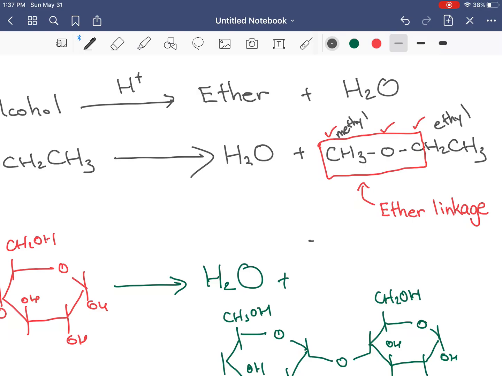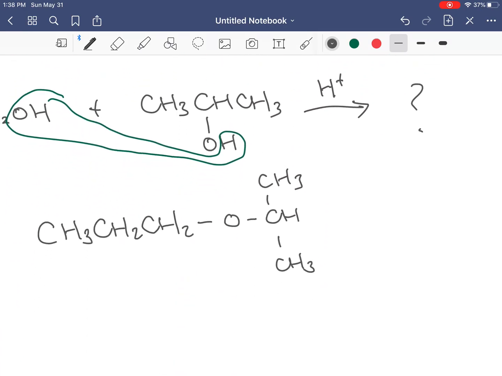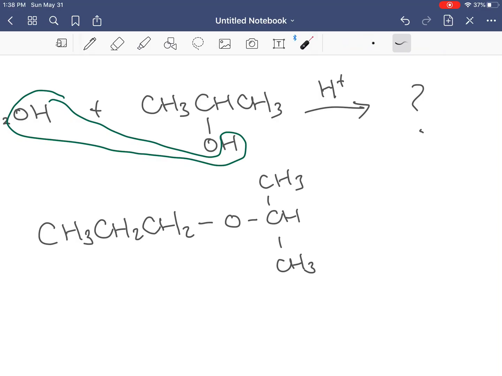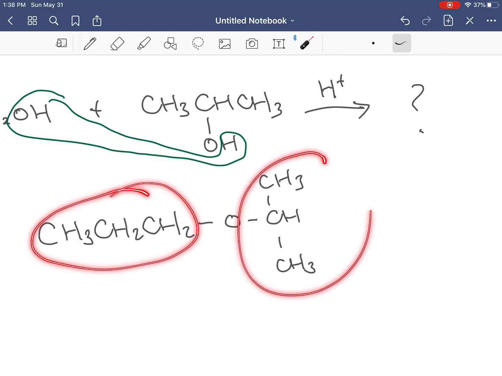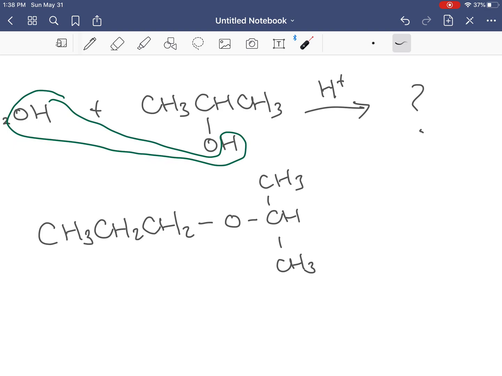Put that into alphabetical order. This guy is called ethyl, space, no comma, no dash, space, methyl, ether. Ethyl methyl ether. How about this one? We have a propyl, we have an isopropyl. So, propyl isopropyl ether.